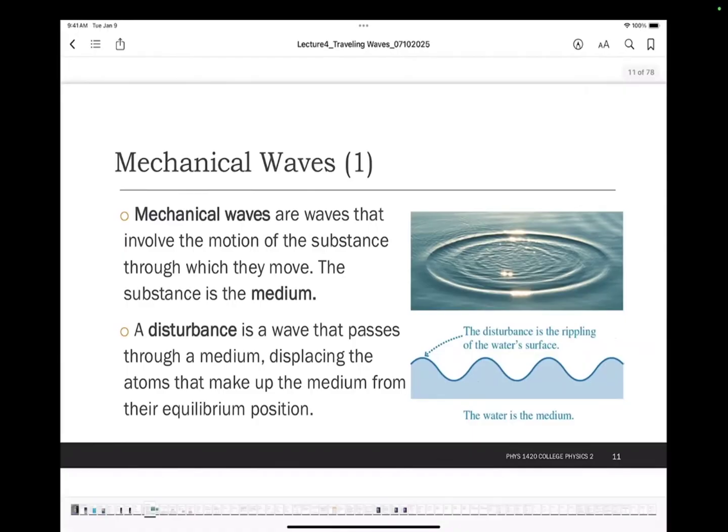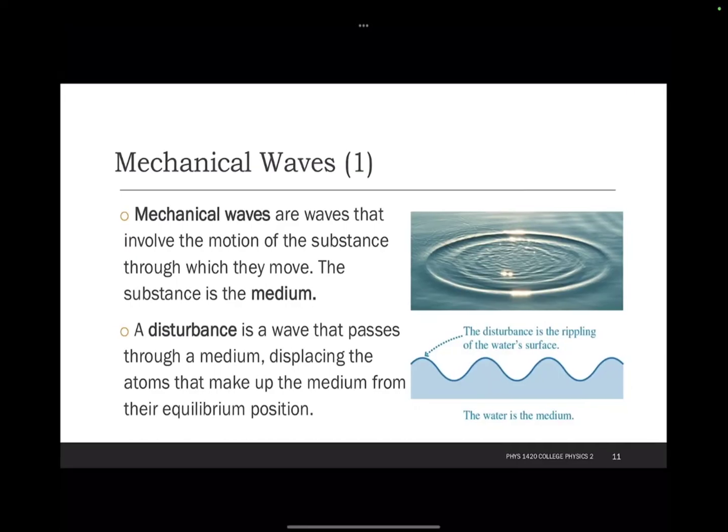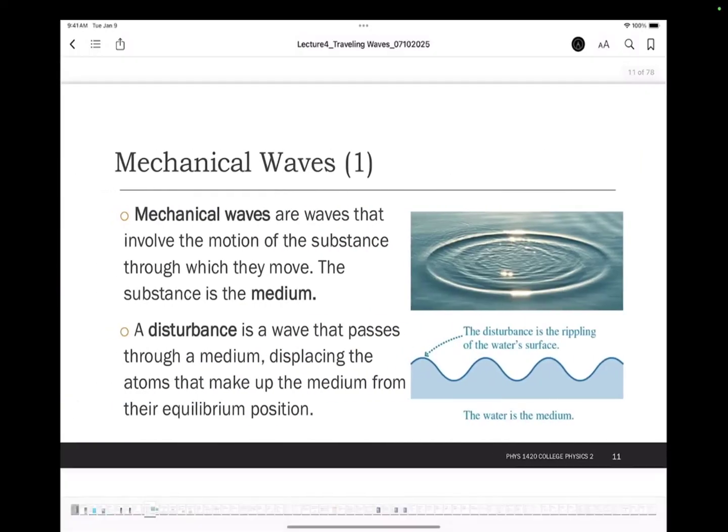Let's see a term called mechanical waves. Mechanical waves are waves that involve the motion of the substance through which they move. The substance, we call it the medium. For example, if you drop something in the water, this is a mechanical wave, am I right?